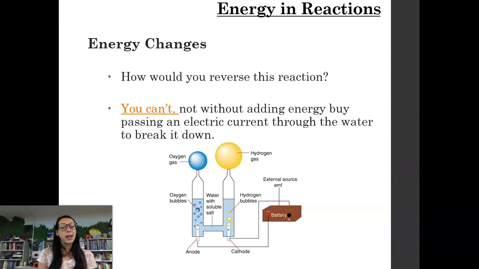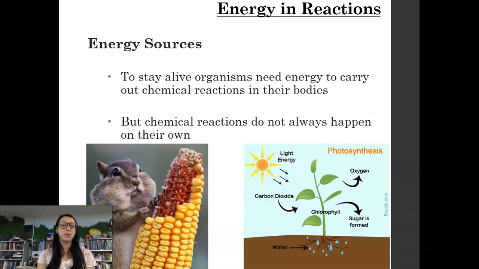So you can't really reverse this chemical reaction without adding energy. You would supply an electrical current to both sides, and then oxygen gas would be released and hydrogen gas would be released. So again, a spontaneous reaction is one that's going to take place without needing an energy input, and a non-spontaneous reaction is one that's going to require an input.